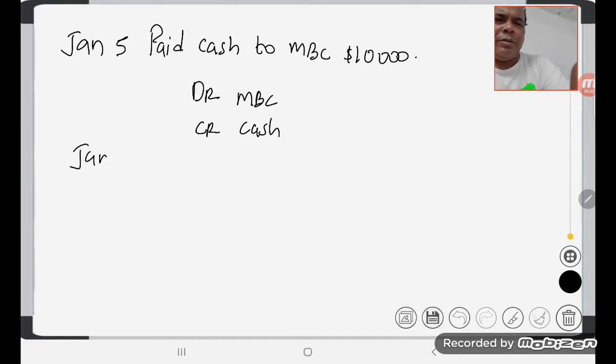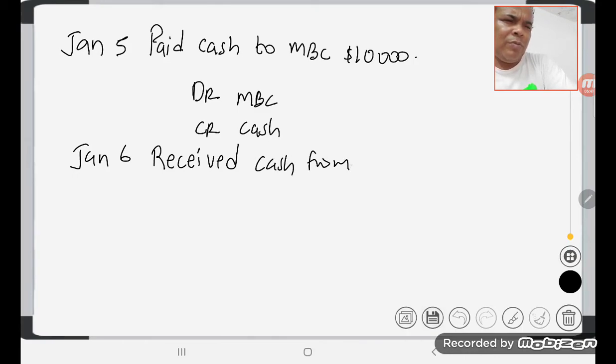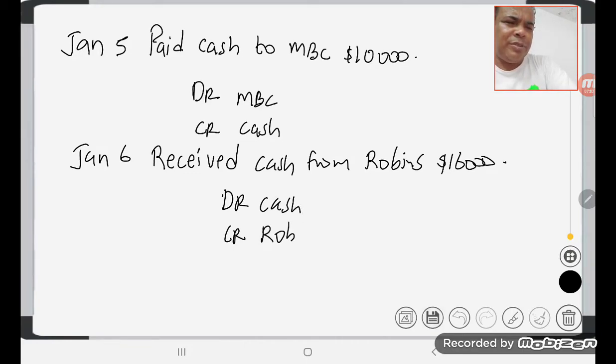January 6. Receive cash from Robbins $16,000. So what are we receiving? Cash, debit cash, and then we credit Robbins. So very easy. We just have to take into account which item is coming to the business, we have to debit, and item going out from the business, we have to credit.